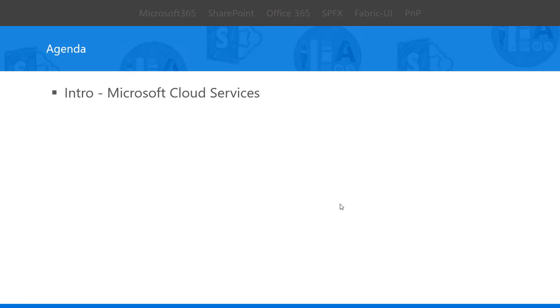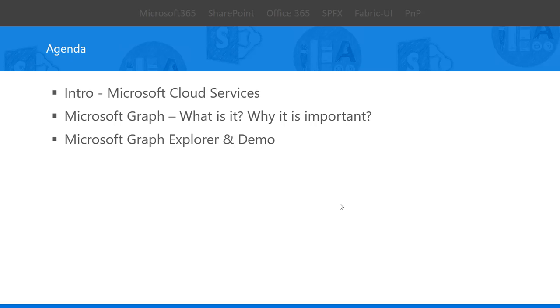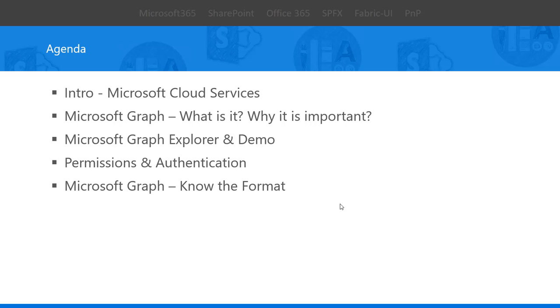So today's agenda is, first we are going to see about Microsoft Cloud Services, and also the role of Microsoft Graph in Microsoft Cloud Services. Then we see what Microsoft Graph is and why it is important these days. Then we'll see a simple basic demo on Microsoft Graph Explorer. Then we'll see what permissions and authentication we need to access the Microsoft Graph API, and the different formats for using Microsoft Graph. Then we have some elaborate demos on Microsoft Graph Explorer. At last we have a quick Q&A session to have a discussion between you and me.